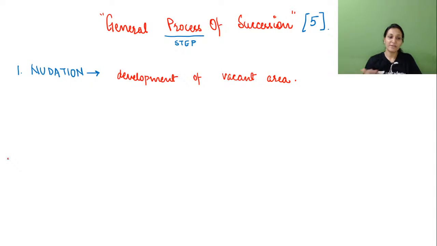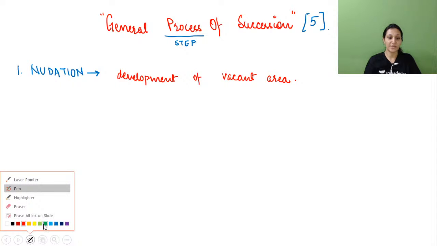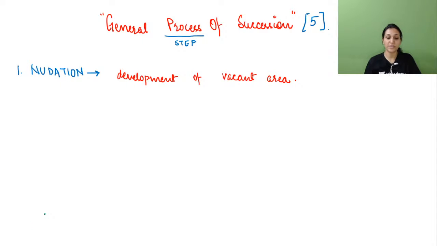There can be various causes of nudation. We'll be talking about them. There can be various things. The causes of nudation can be many, and we are going to talk about them. So the first cause of nudation can be topographic.